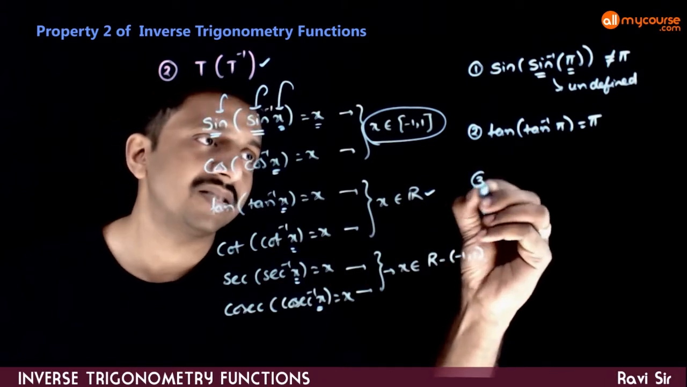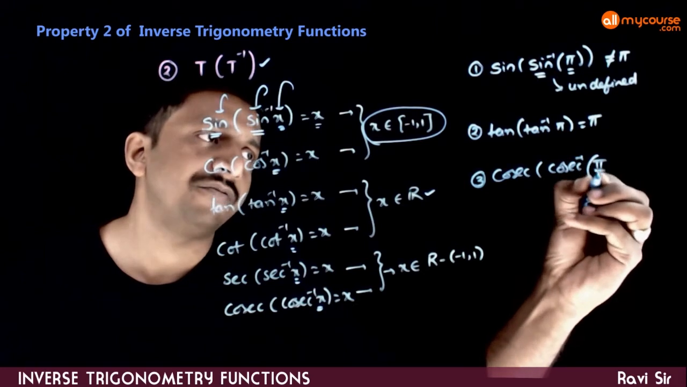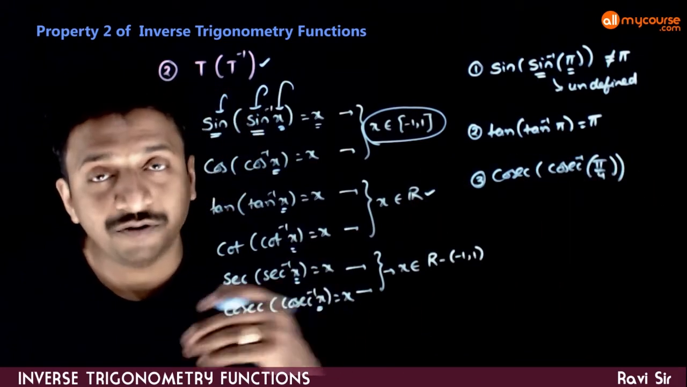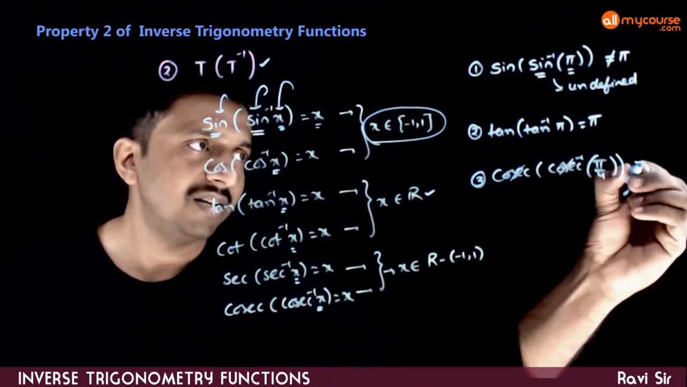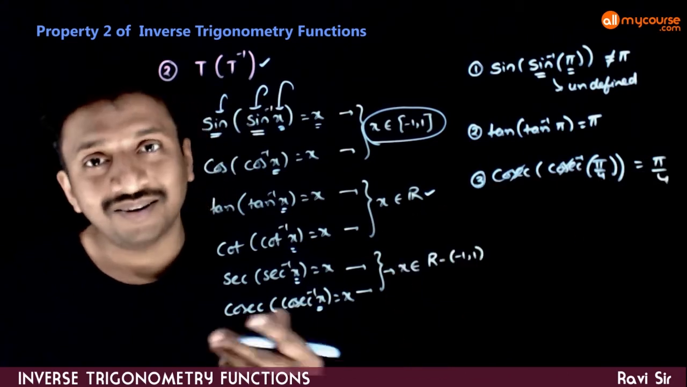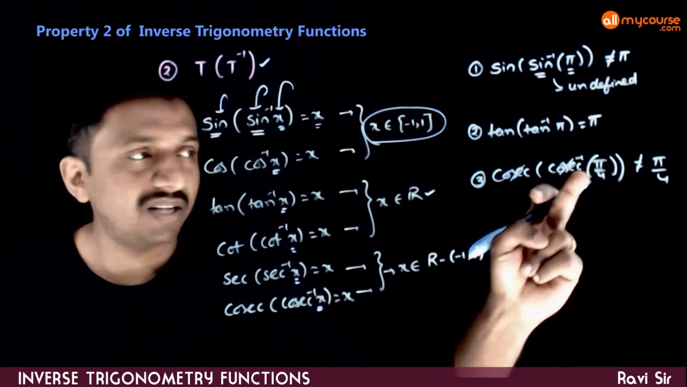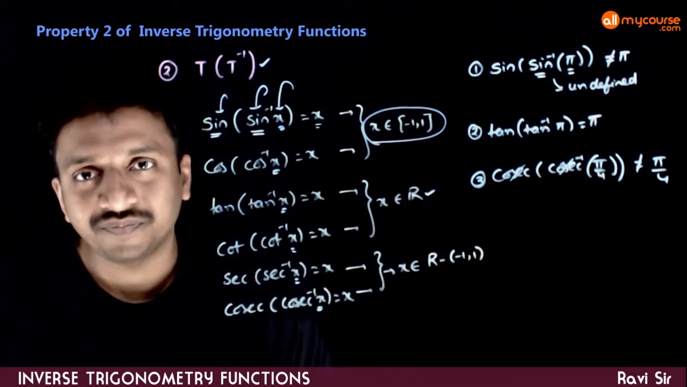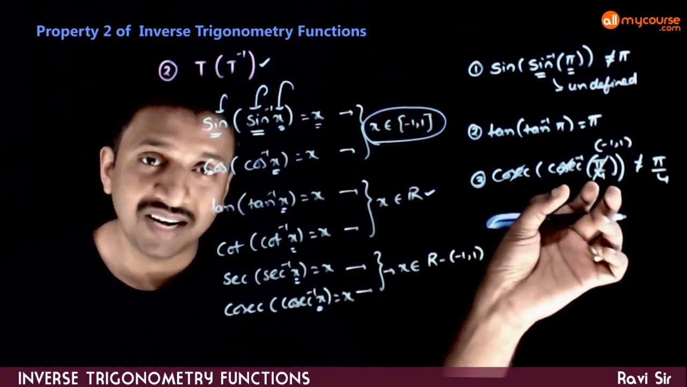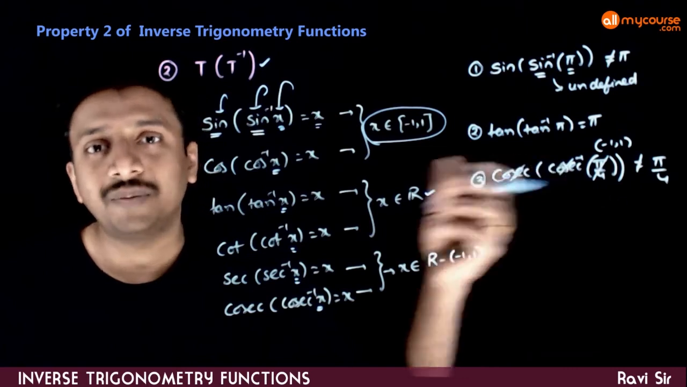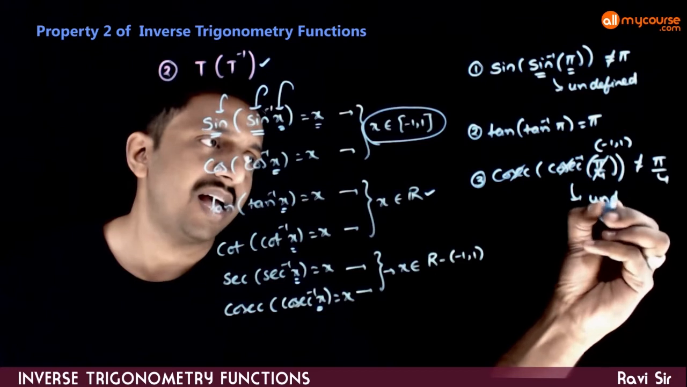So if the question is cosecant of cosecant inverse of pi by 4, this might be given to confuse you. Whenever you see cosecant of cosecant inverse, you tend to cancel them and write pi by 4, which is again wrong. Why is this wrong? Because cosecant inverse is not defined for pi by 4. This pi by 4 is somewhere in between minus 1 and 1, so cosecant inverse is undefined. So cosecant of something undefined is also undefined. The answer for this is undefined.